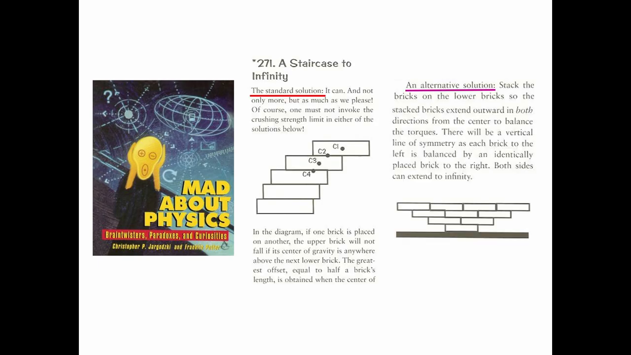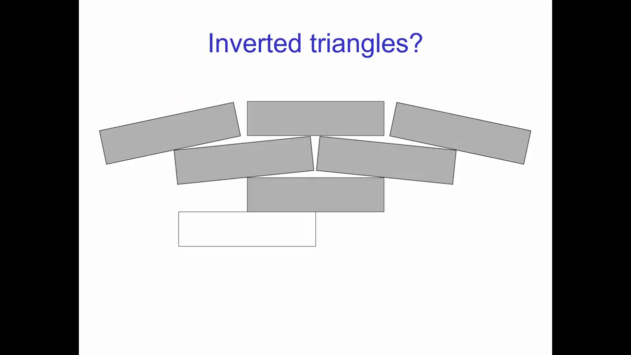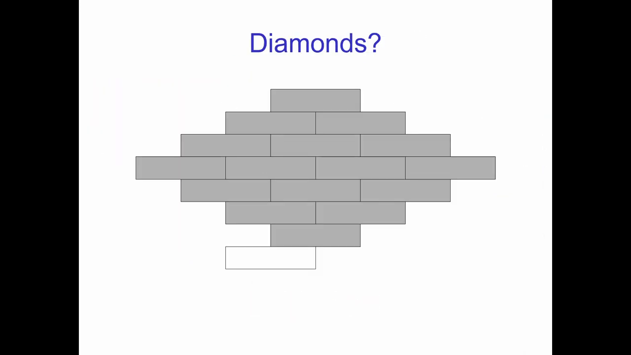There's this otherwise nice book, Mad About Physics, that explains the classical solution and then suggests creating this kind of wall and claims that this will be stable. More precisely, they suggest putting two of these together to create a diamond. And indeed, the diamond is balanced. This is this kind of picture; it's balanced.